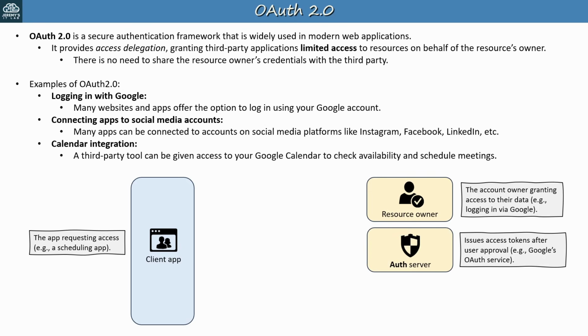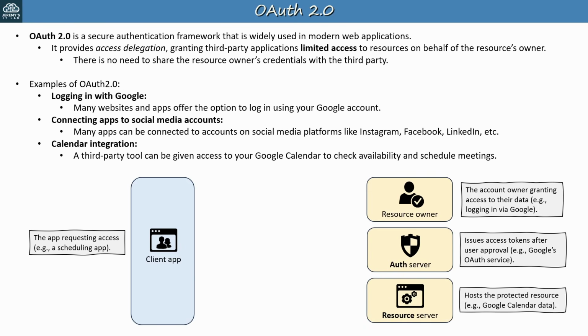This server issues access tokens, granting limited access to your Google account after receiving user approval. In this example, this is Google's OAuth service. Finally, there is the resource server, the server that hosts the protected resource. In this example, it's the server hosting the Google Calendar data that the client app wants to access.